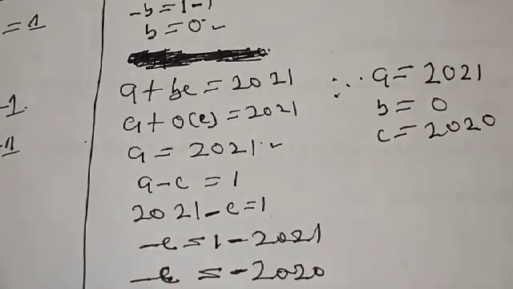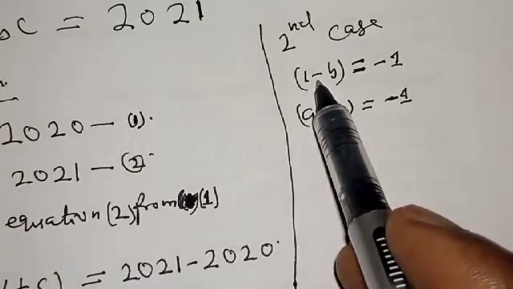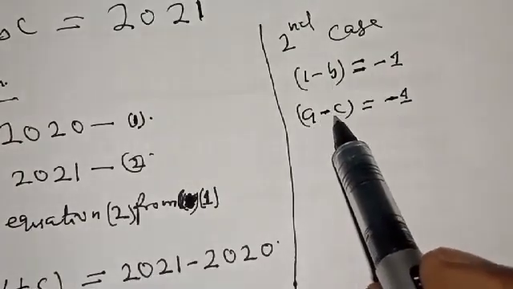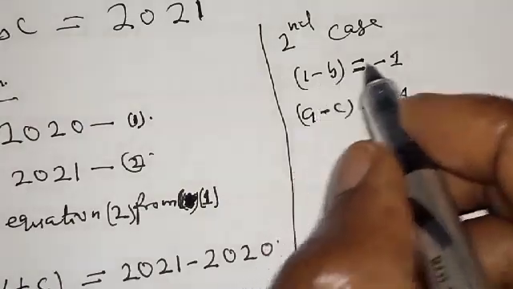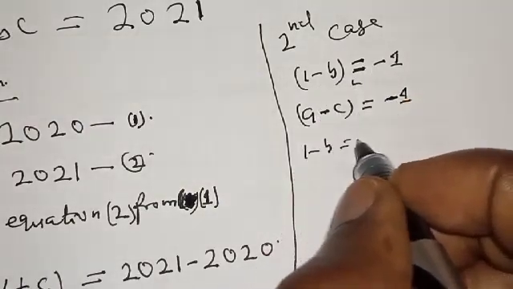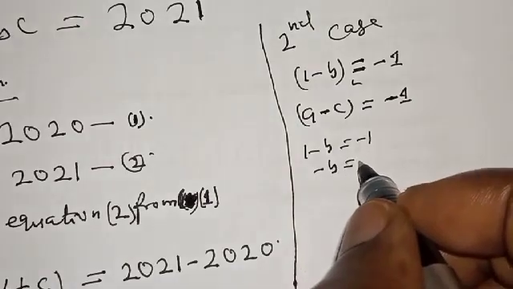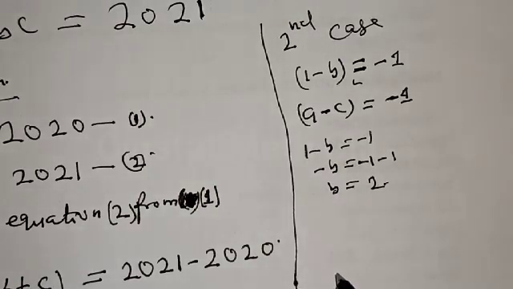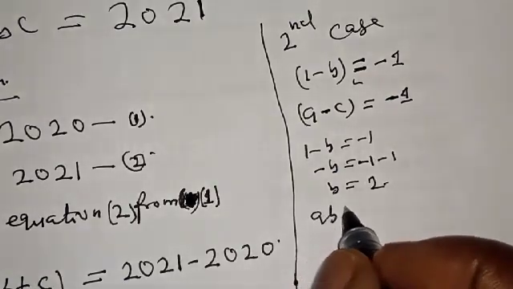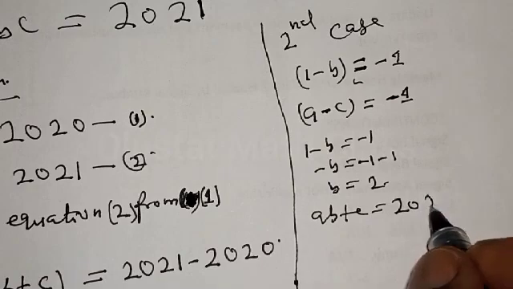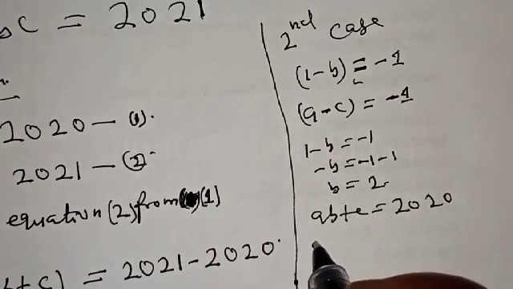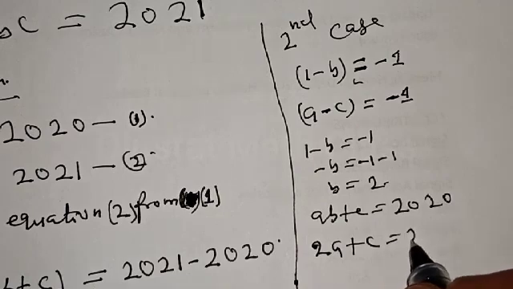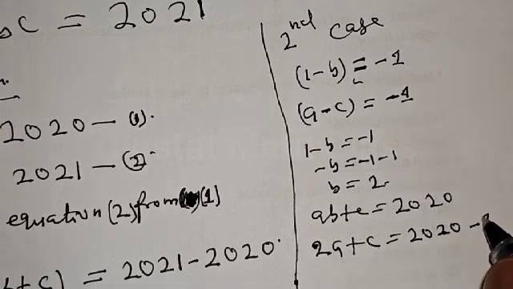Now, let's solve for the second case. The second case is, we have 1 minus B is equal to minus 1. Then A minus C is equal to minus 1. Then from this one, we have 1 minus B equal to minus 1. Minus B equal to minus 1 minus 1. B now will be equal to 2. Now, let's substitute for B from equation 1 and 2. Equation 1 is AB plus C equal to 2020. Then 2A plus C is equal to 2020. Let's call this equation 3.